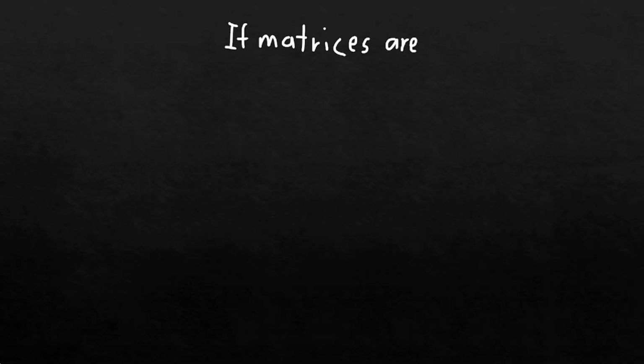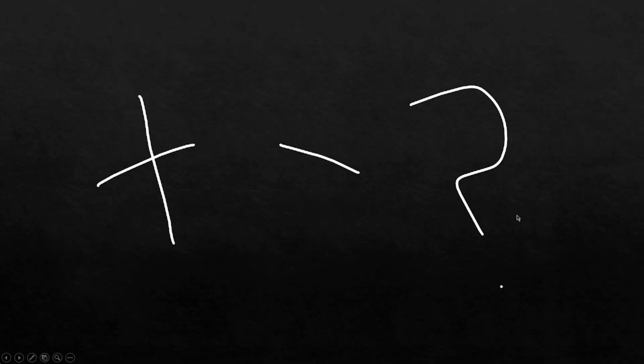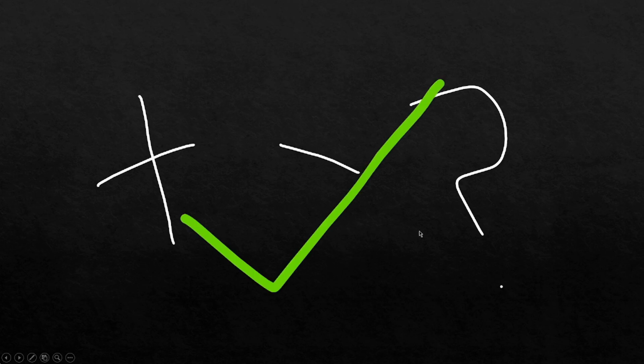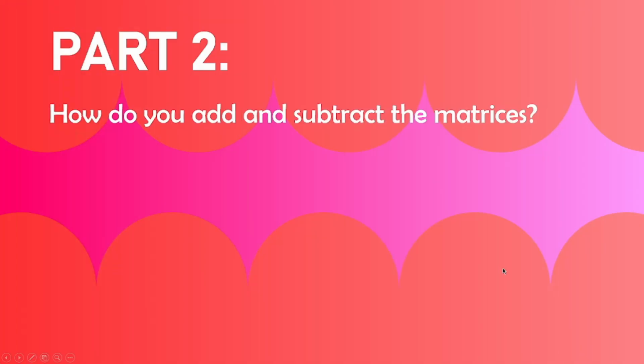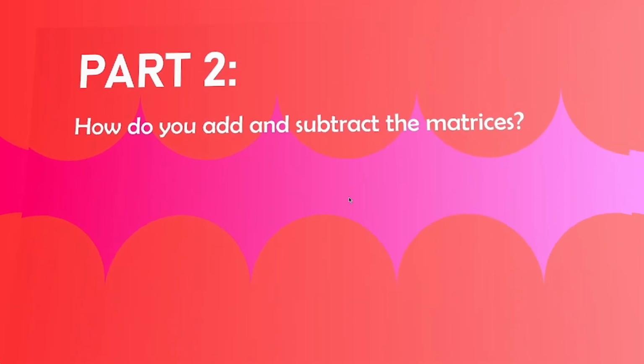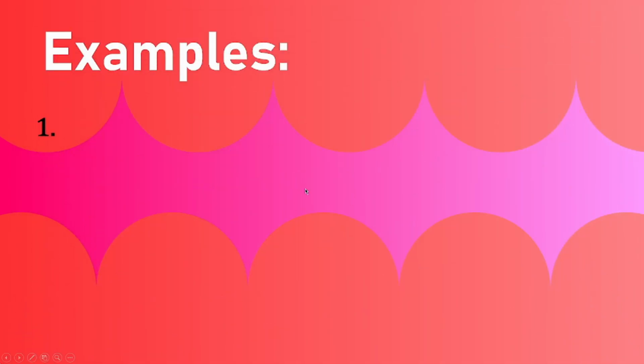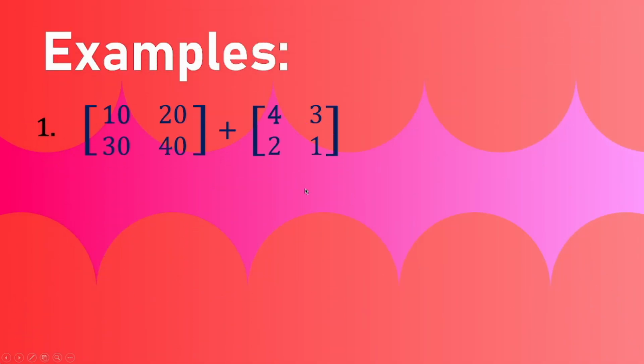If matrices are just bunched up numbers, can you add or subtract the matrices? Yes, you can, and here's how you can do it. Part 2. How do you add and subtract the matrices? To add the matrices, you first get the number, second, add it to the number that is in the same position in the other matrix. Third, put the sum in the same position in the answer. Fourth, repeat for all the other positions in the answer.